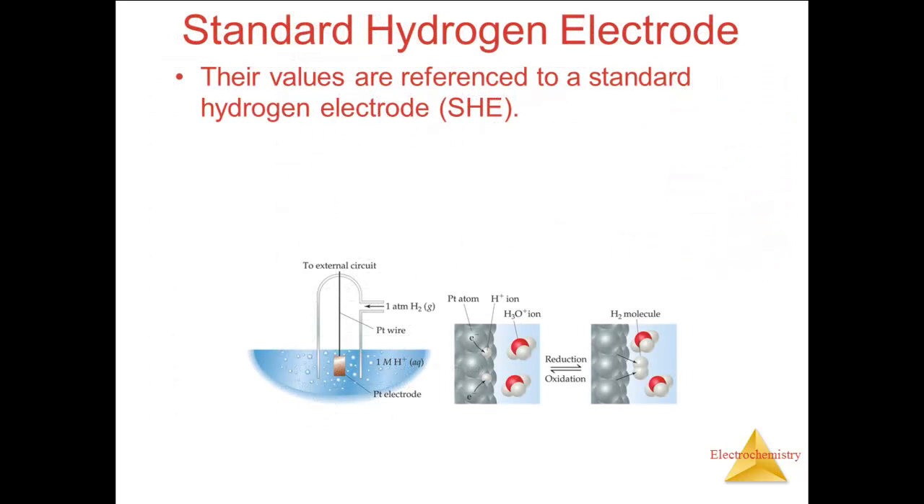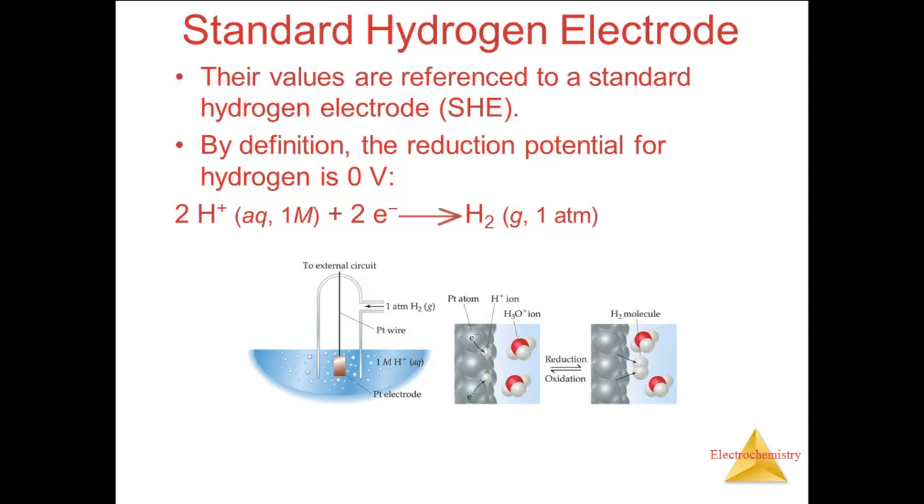So, we measure a particular half reaction against a standard, the standard hydrogen electrode. The standard hydrogen electrode is the reaction between hydrogen ions at 1 molar concentration and hydrogen gas at 1 atmosphere pressure. The voltage of the standard hydrogen half cell is, by definition, 0.00 volts.